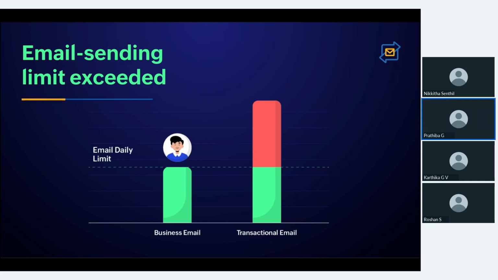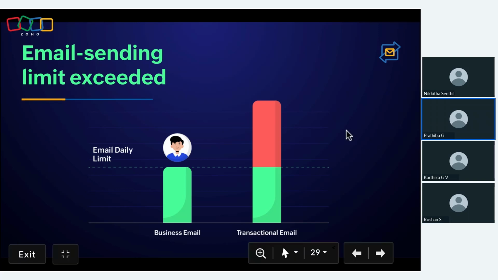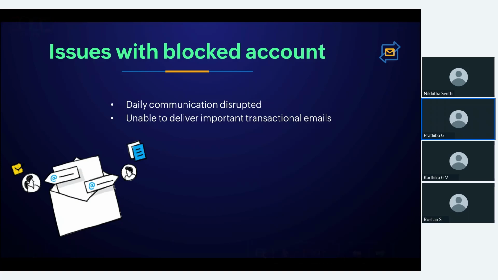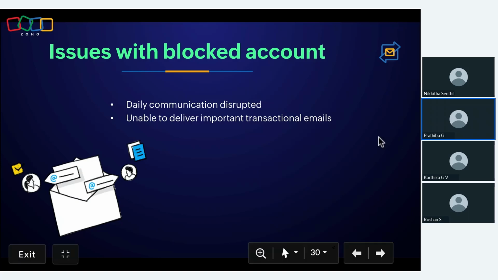Again, in Sam's case, he continued sending transactional emails from Zoho Mail, and this led to his account being blocked. And a blocked account is a serious issue, especially for Sam, since not only was his daily communication disrupted, he wasn't able to send the important transaction emails too. So we saw the problem and we saw the reason for this. And let's look at the solution for this.